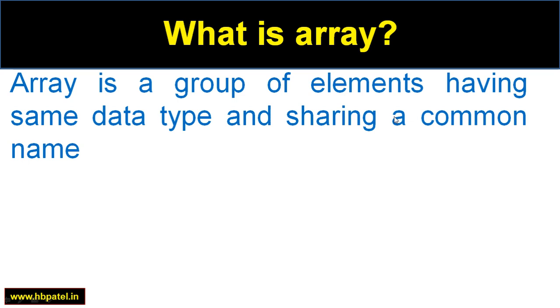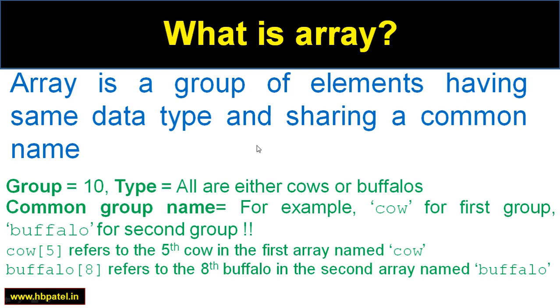For example, a group of cows can be given a name, let's say cow, and a group of buffaloes can be given a name, let's say buffalo. So a group means, for example, in our previous case there were 10 cows in the first group, and they need to be of the same type, means either they were all cows or all buffaloes. And the common group name, as I said, cow for the first group and buffalo for the second group. And how do I represent it with an array?